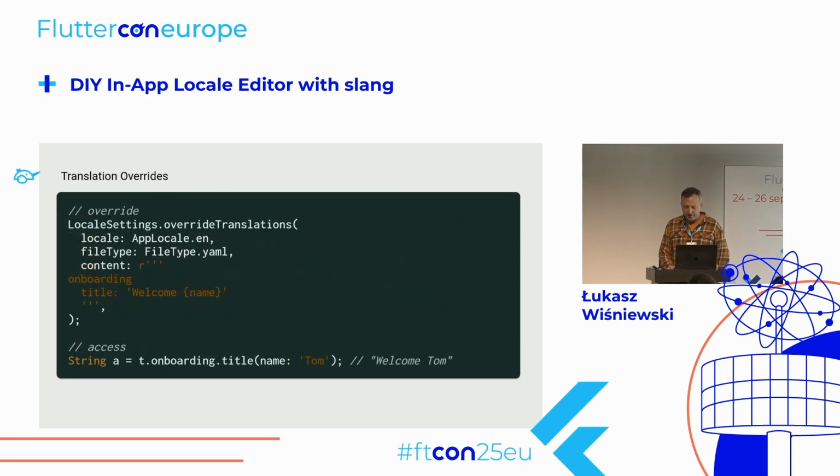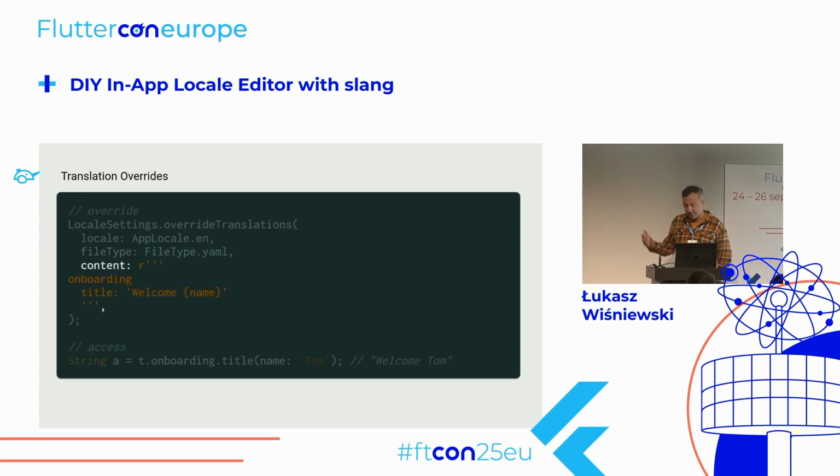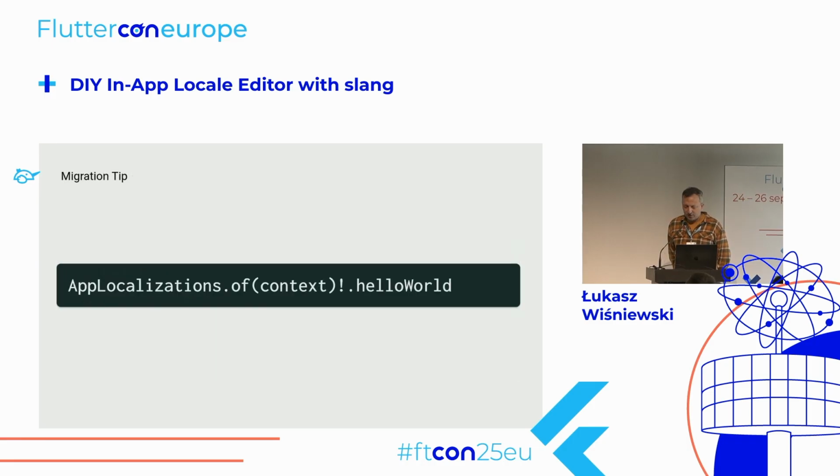The piece of documentation that attracted me was translation overrides, because this is what I needed. And here you can see you can pick YML as a source for your translations, and provide that YML with key value, and all that happens at runtime. So without much thinking, I thought this is a great library. I want to migrate my app to it. So what do I do? I have app localizations, so I need to change them to something like translations of context, hello world.